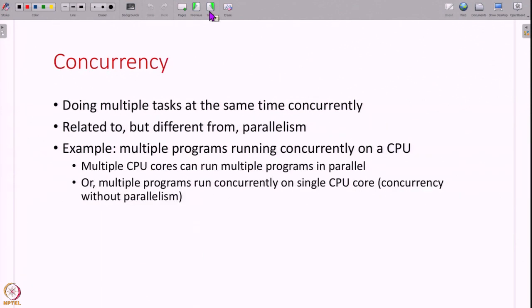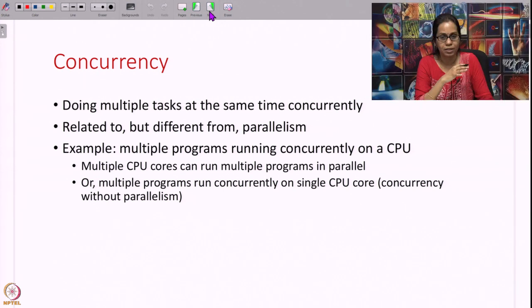So the next principle is that of concurrency. Concurrency means to do multiple things at the same time. That is, I am working on 5 different things concurrently, I am doing them at the same time. If you are wondering, but that is parallelism, you have just spoken about it, no, there is a subtle difference. They are related, but there is a subtle difference between concurrency and parallelism.